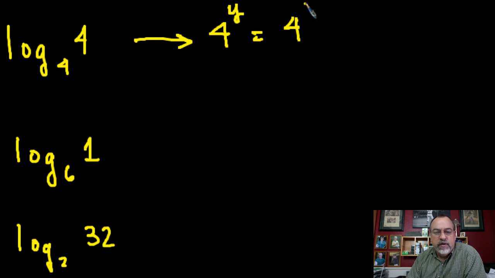Now, this is a 4 to the 1, and so what you want to understand here is this. If the bases are the same, if the bases are equal, which they are here, then the exponents must also be equal. Okay, so if the bases are equal, then the exponents are equal. And so here is my answer to this expression, or I have evaluated this logarithmic expression.